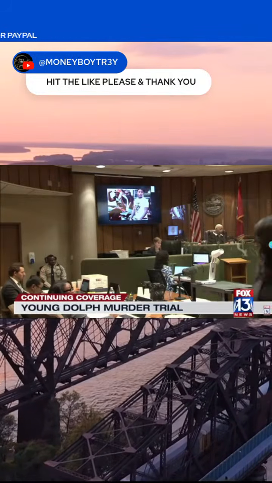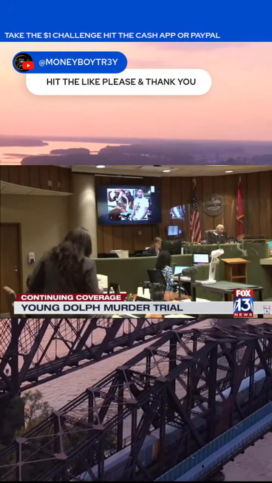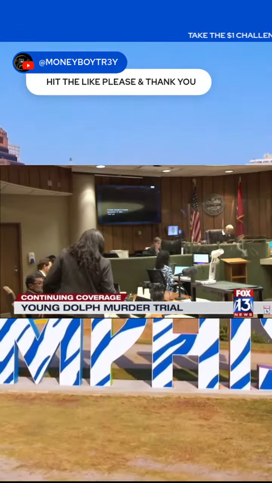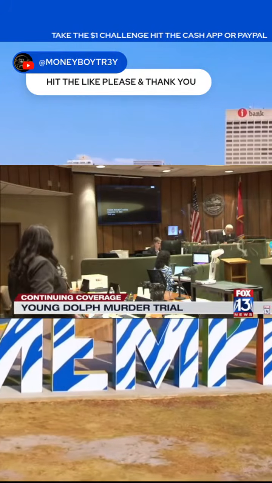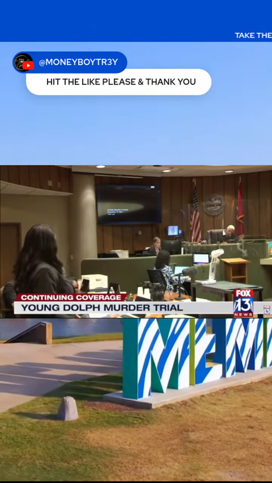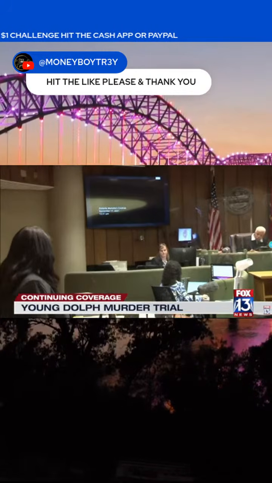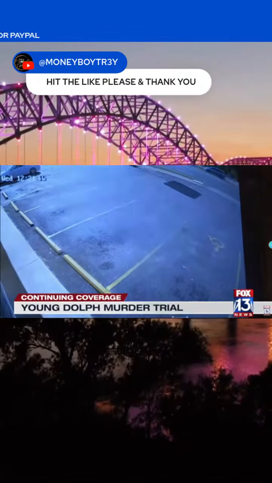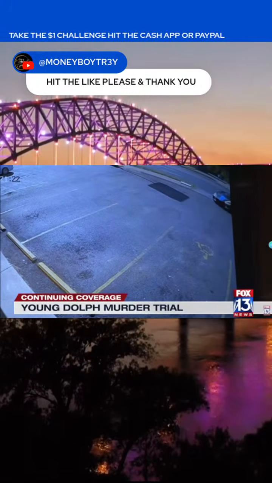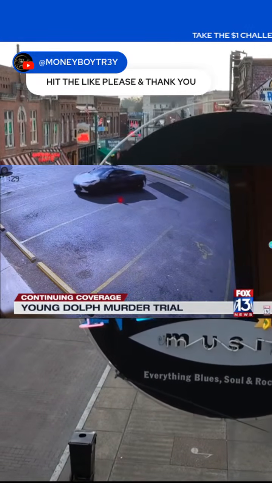I'd like to show you what has previously been marked as exhibit number 3. Technical delay, but what are we looking at here? It's the Makita's Cookie Shop where young Dolph and them pulled in. Is that the vehicle that you saw previously? Yes, ma'am.